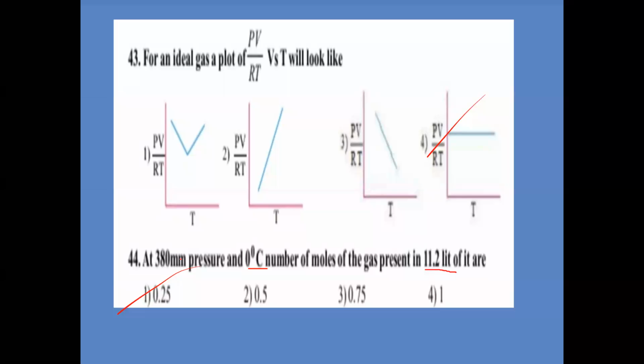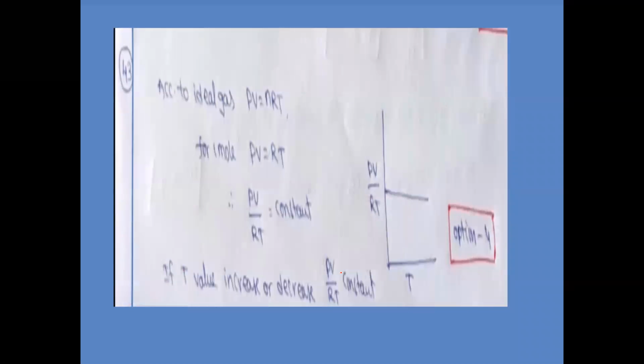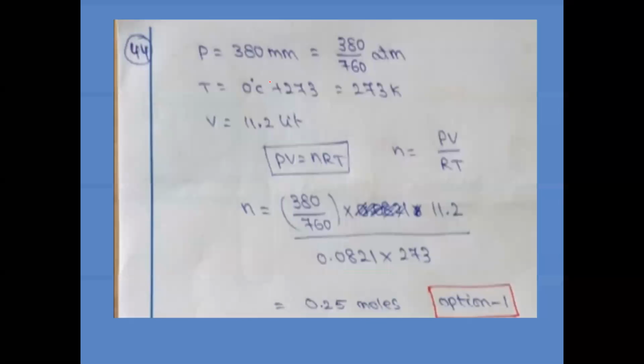380 mm pressure is given. So what is asked here? The number of moles they asked. What is the formula for number of moles? PV by RT. PV by RT.